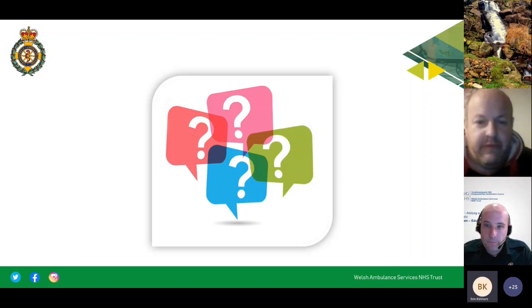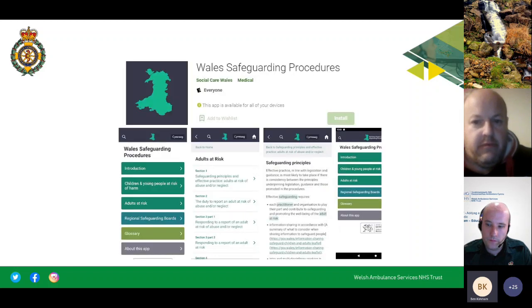The Welsh safeguarding app, just to share. So I work in social services. I'm an occupational therapist, and we get lots of training on safeguarding, as you would imagine. But the All Wales safeguarding app is absolutely crammed full of information. It's really easy to navigate.